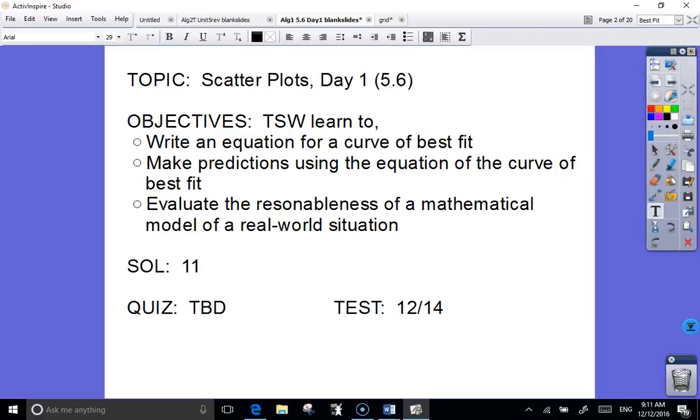Okay. Scatter plots. The one thing about scatter plots is I've seen scatter plots before where they make that all one word, you know, scatterplots like that. But in the book they do it two words, so I did two words. Okay, so scatter plot.